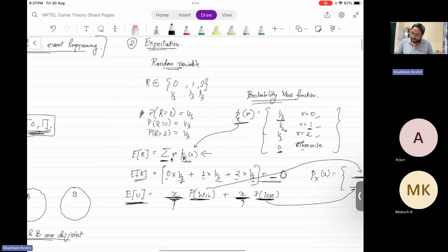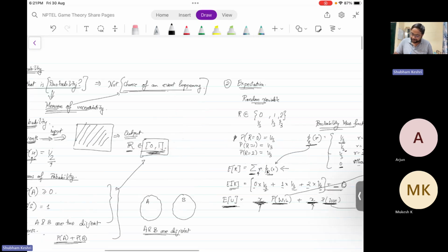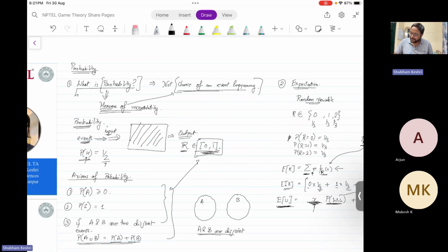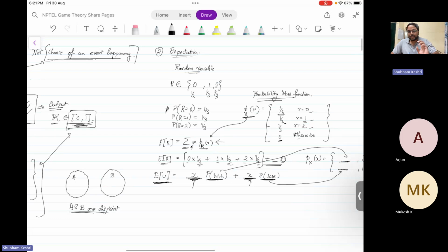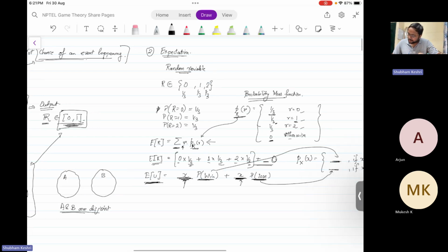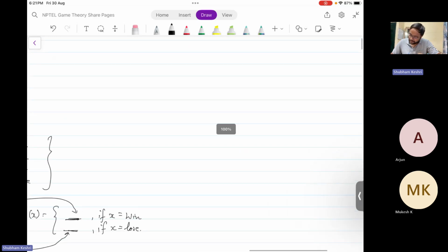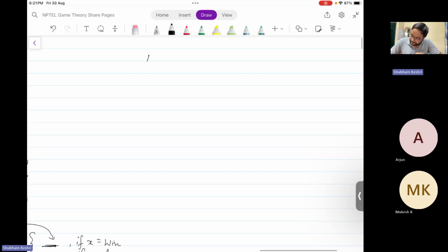So this is the second part which I wanted to talk about. First is the axioms of probability. Second is the expectation. Third thing which I wanted to talk about is independence of events. If you have any question, you can just ask me. You can have independence of random variables also, but it is not important for this course. This is the third thing I wanted to talk about.